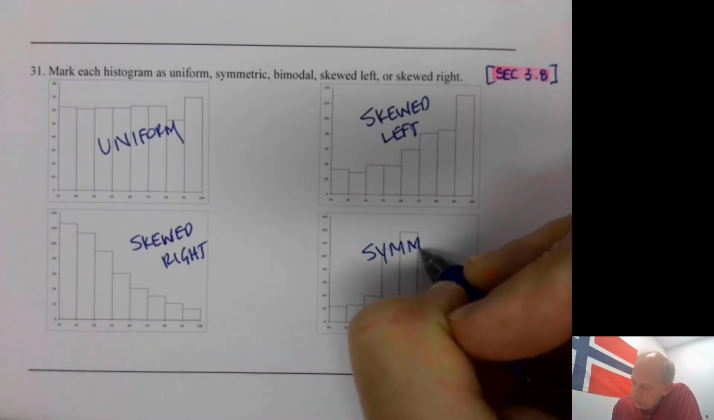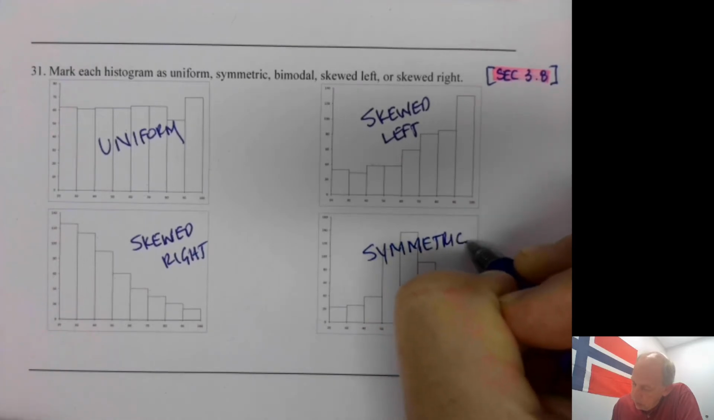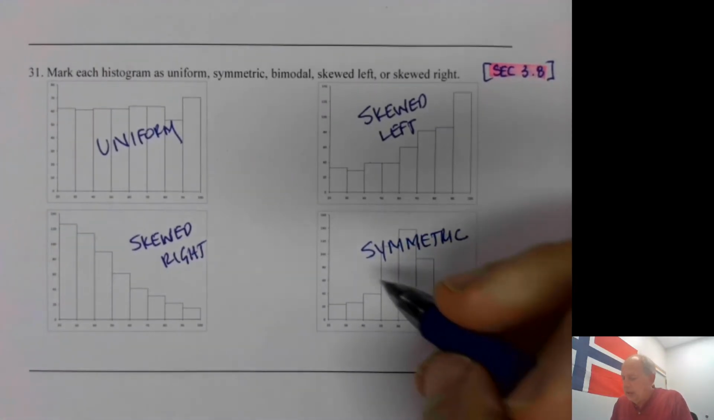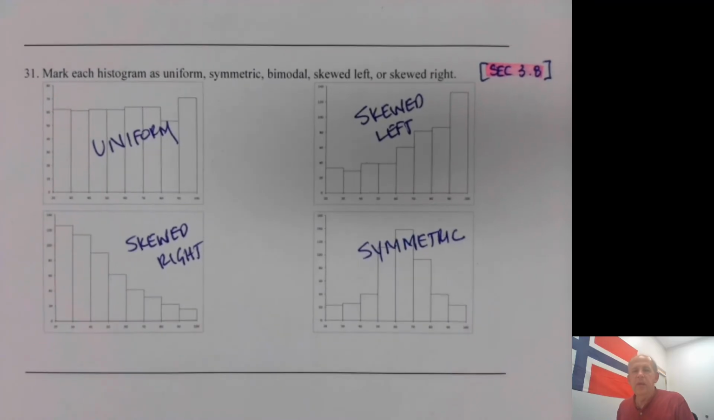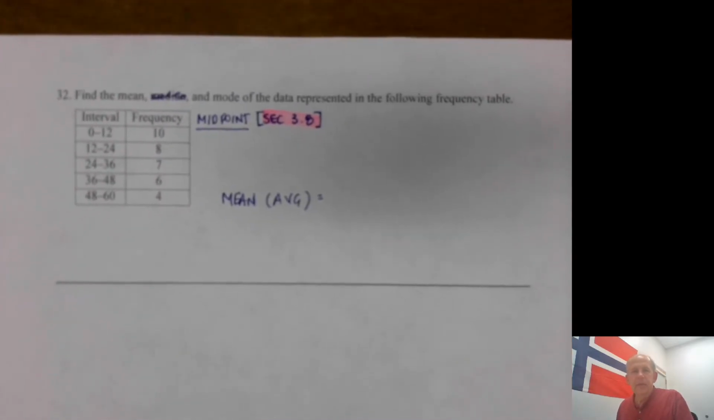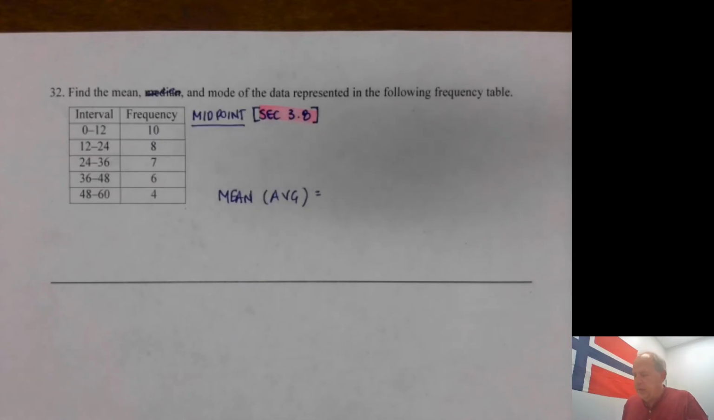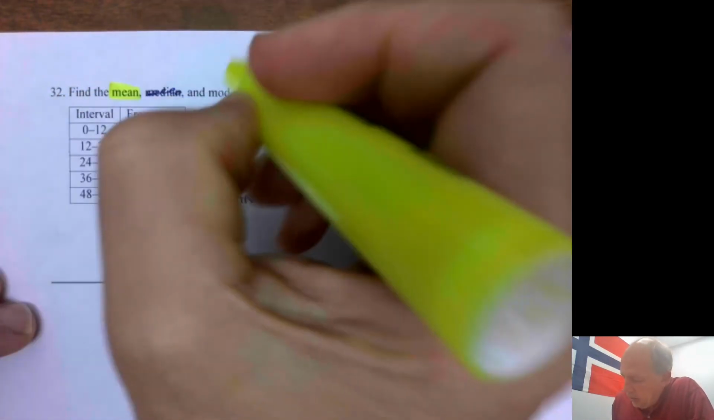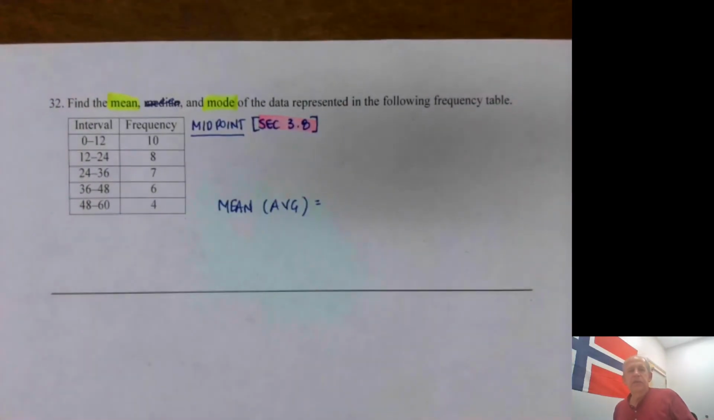When the bars move up symmetrically, they wave up and wave down. Those are the general shapes of histograms. Some examples. Now, the last problem we have here is I want to find the mean and the mode of this data set's frequency table.